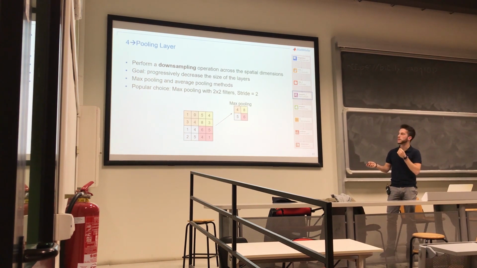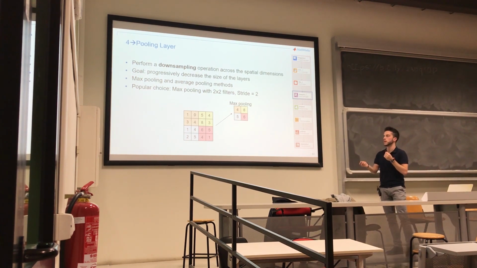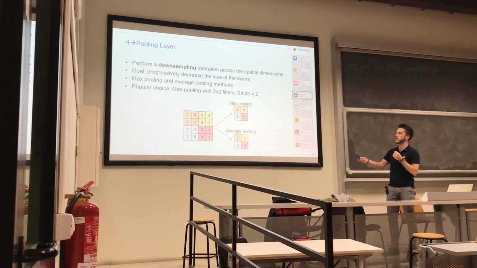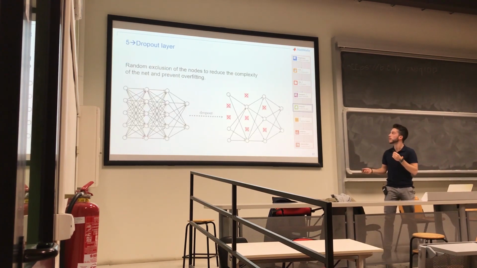I take the maximum pixel in this area, and I take this one for this, and so on. As you can see, I get a final matrix with a smaller size than the first one. This is the average. It works at the same time.